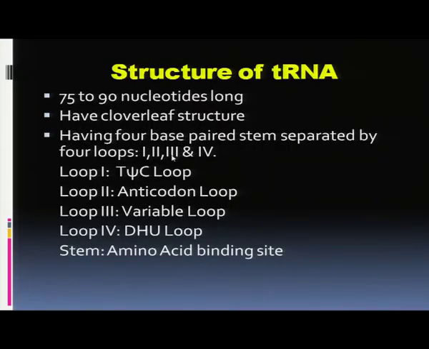The transfer RNA has 4 base-paired stems separated by 4 different loops. Loop 1, which is also called the T pseudo C loop, loop 2, which is also called the anticodon loop, loop 3, which is also called the variable loop, and loop 4, which is also called the dihydrouridine loop, and the stem, which is considered the amino acid binding site. In the stem only, the amino acid will be bound. So, you can see the structure over here.